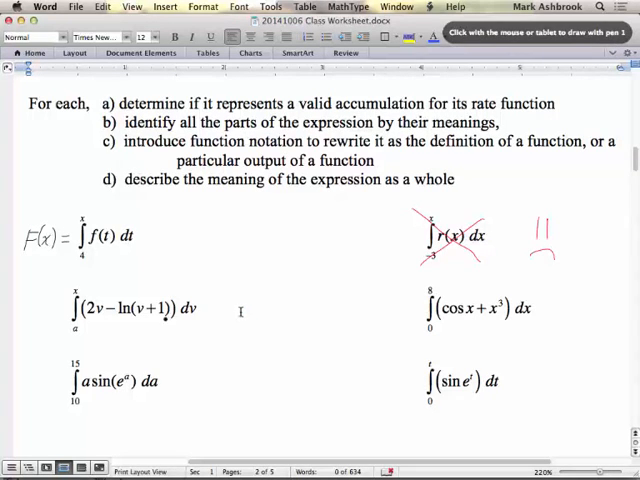I haven't gotten that far. How about this one? Good or not? So we'll call this one F1. Because this is different, we'll call it F2.